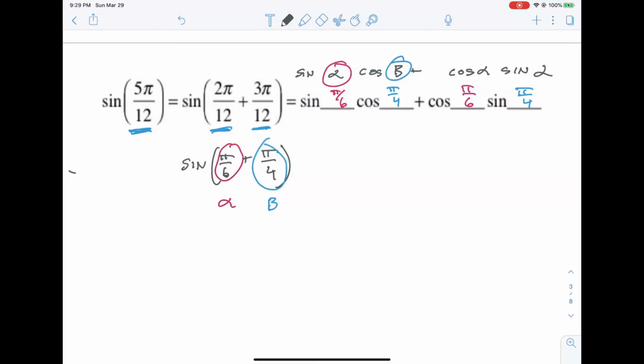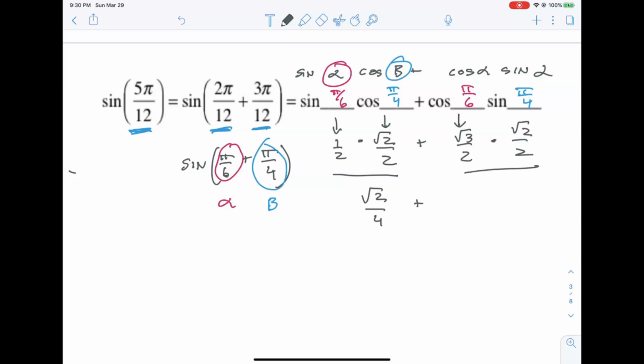Okay. The sine of pi over 6, you look at that on the unit circle, that's a half, times the cosine of pi over 4. Now, it's best to use, in this case, radical 2 over 2 to do those. Okay. Plus, let's find the cosine of pi over 6 on the unit circle. That's radical 3 over 2. And the sine of pi over 4, let's use radical 2 over 2. Now, let's multiply these fractions together. That's going to be radical 2 over 4.